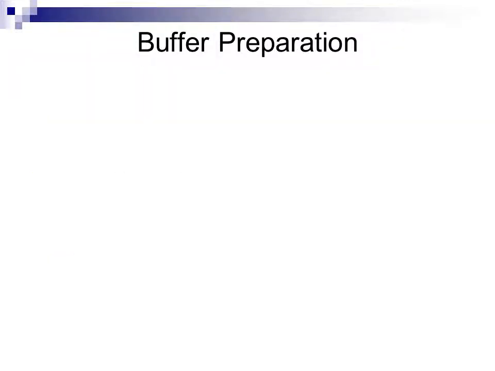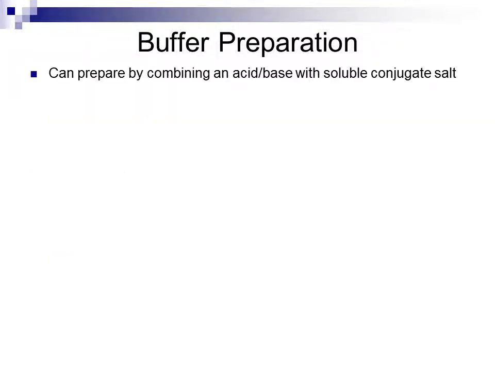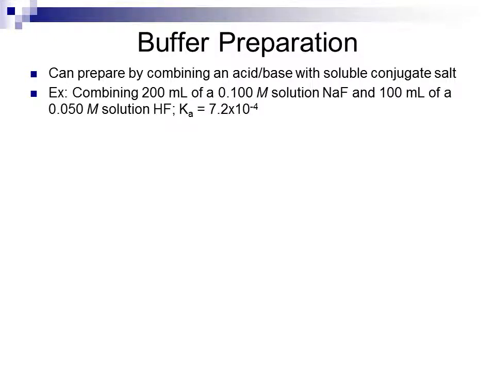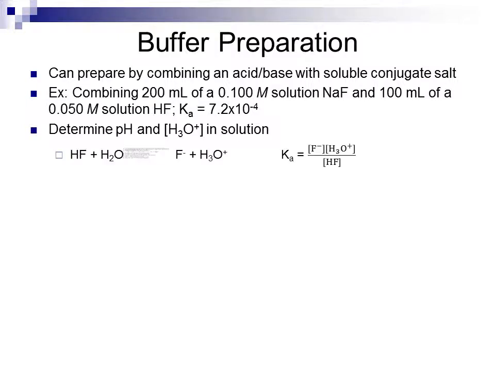Now, preparing a buffer is something of a tricky subject. We can prepare a buffer by combining an acid or a base with its soluble conjugate salt. Now, one way to do this is to combine solutions of both the salt and the acid or base. If we take, for instance, 200 milliliters of a 0.1 molar solution of sodium fluoride and 100 milliliters of a 0.05 molar solution of hydrofluoric acid, which has a Ka of 7.2 times 10 to the negative 4, we can determine the pH and the hydronium concentration in solution.